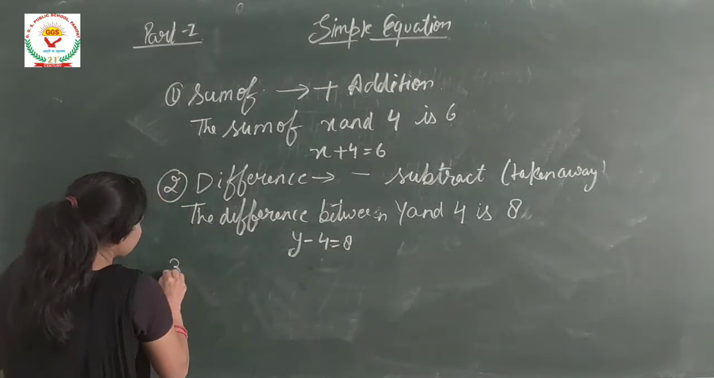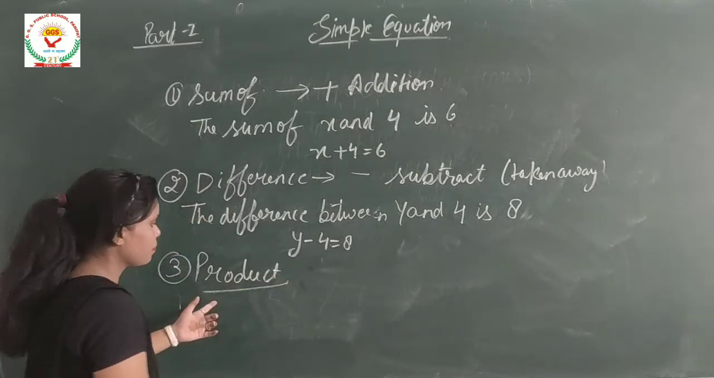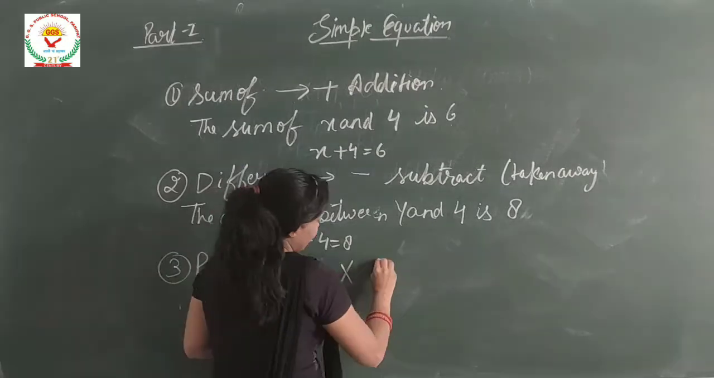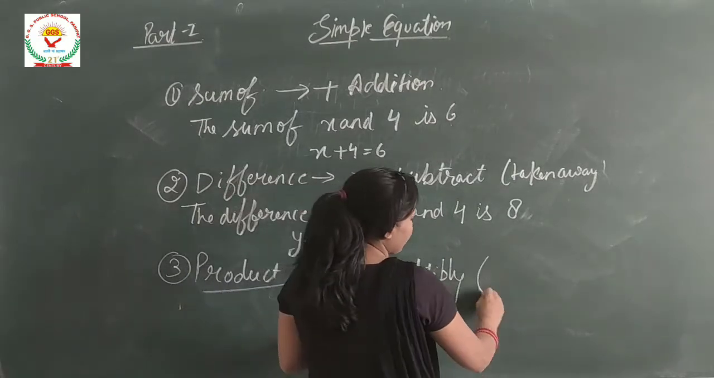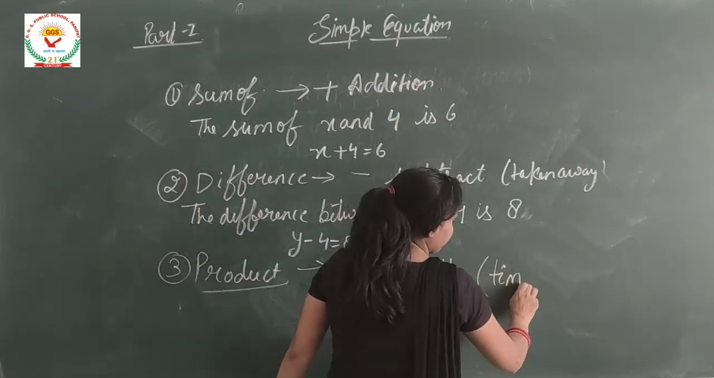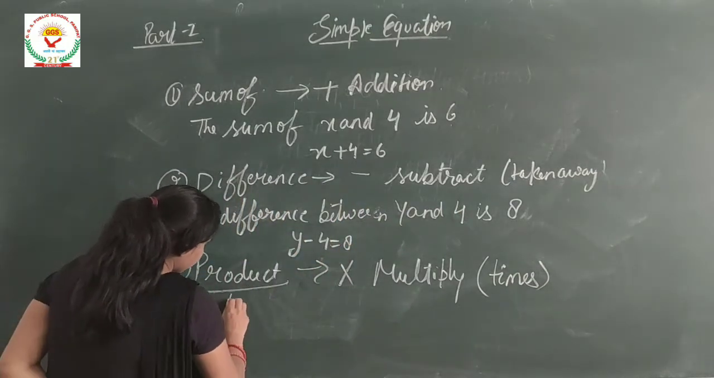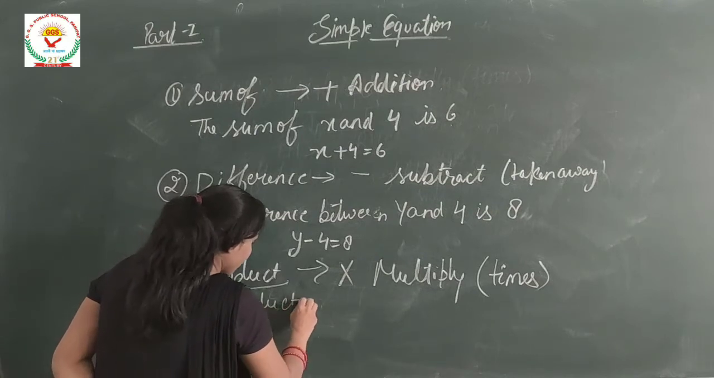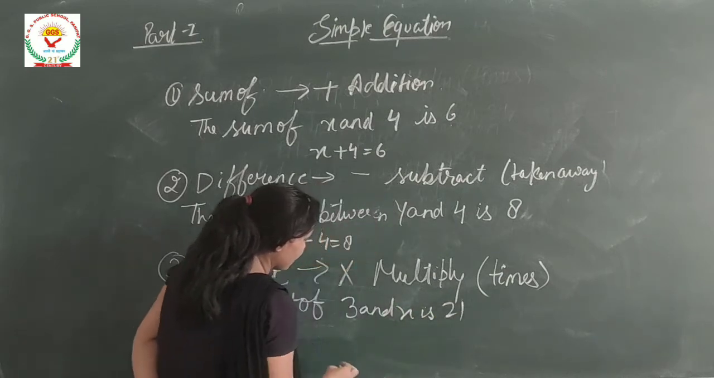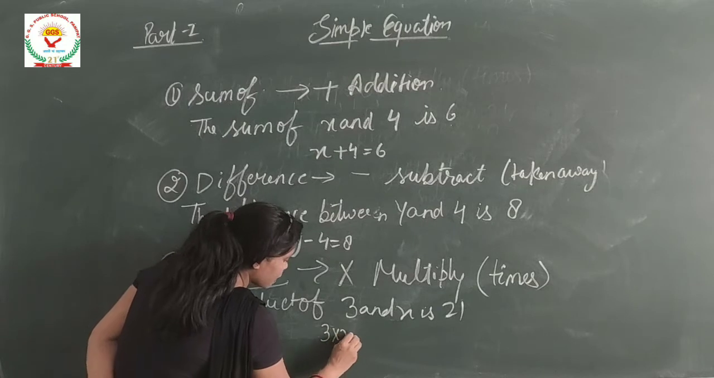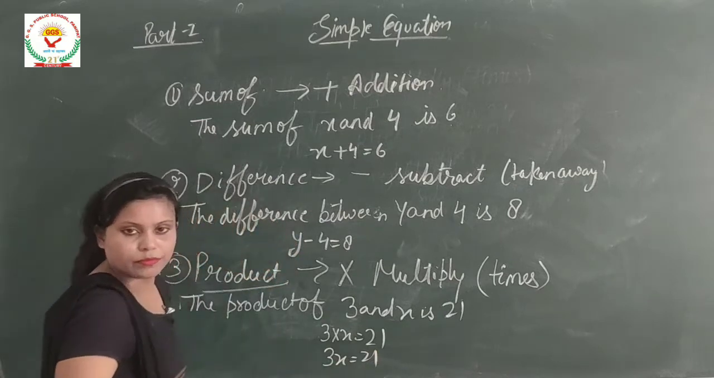Next is product. Product means multiply. It can also be represented as times. So let's have an example for that. The product of 3 and x is 21. So it can be written as 3 multiply x is equal to 21, or we can say 3x is equal to 21.